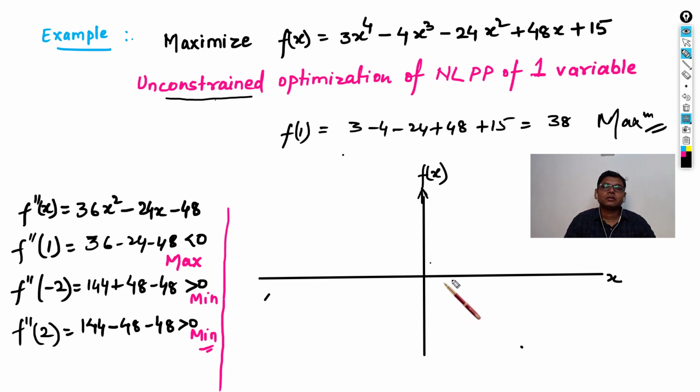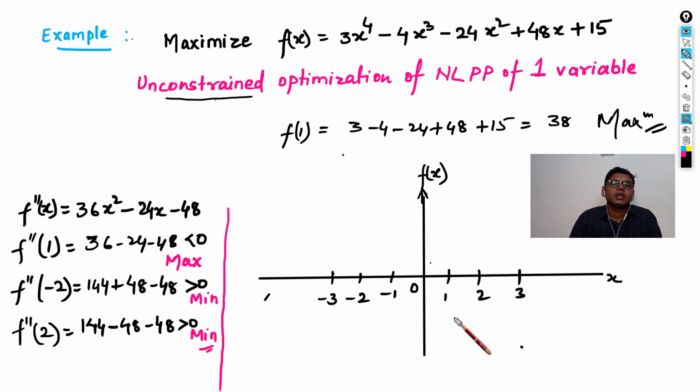Okay, so this is 0, and the critical points are 1, -2 and 2. That means it's just near the origin. So just take these points, take -3 also here, and 1, 2 and 3. More is not required now. You can see at f(1) it's 38, that means somewhere here.